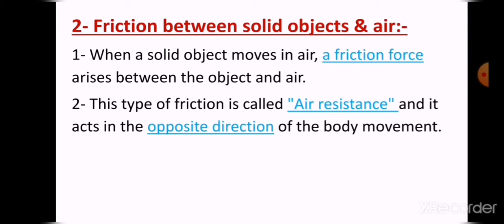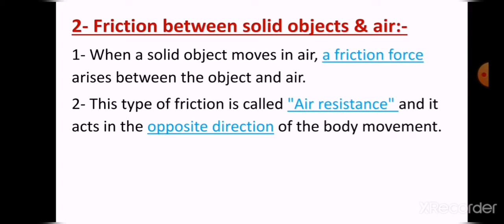Before studying this type of friction, we must know what it means. What does it mean by friction between solid objects and air? When any solid object moves in the air, a friction force arises between this object and air. Okay? This type of friction is called air resistance. It acts in the opposite direction of the motion of the body.